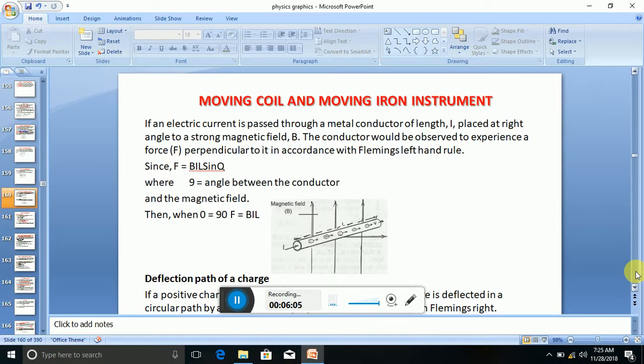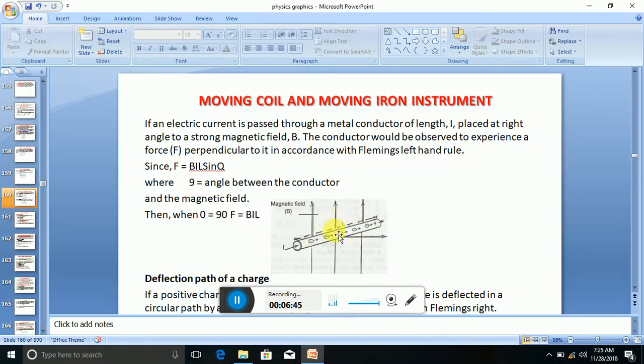Now, moving coil and moving iron instruments. If an electric current is passed through a metal conductor of length L, placed at right angle to a strong magnetic field B, this is the metal conductor, electric current is passing through it, and it is placed at right angle to the magnetic field B, the conductor will be observed to experience a force perpendicular to it in accordance with Fleming's left-hand rule.